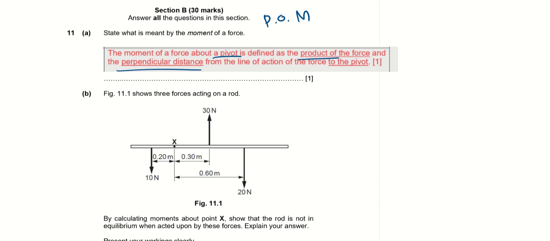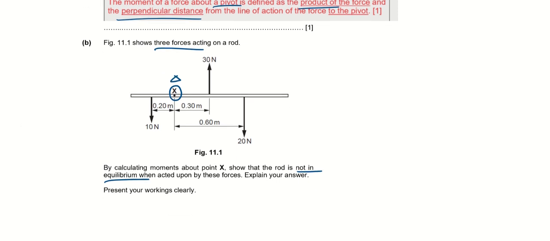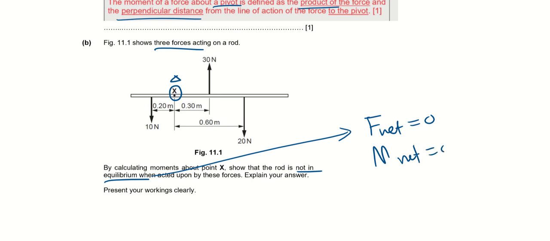Now, it shows three forces acting on a rod. By calculating moments about point X, that means this is going to be my pivot, show that the rod is not in equilibrium when acted upon by these forces. Remember just now we did something on equilibrium. Equilibrium means F net must be equal to 0. Net moment must also be equal to 0.